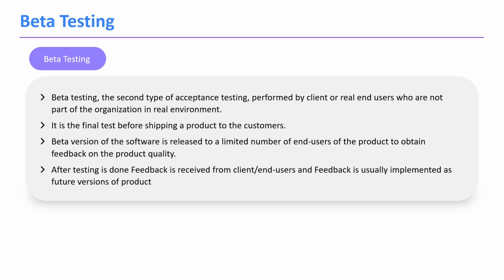The beta version of a software is released to a limited number of end users of the product to obtain feedback on the product quality. After beta testing is done, feedback is received from the client or end users, and that feedback is usually implemented in future versions of the software application.